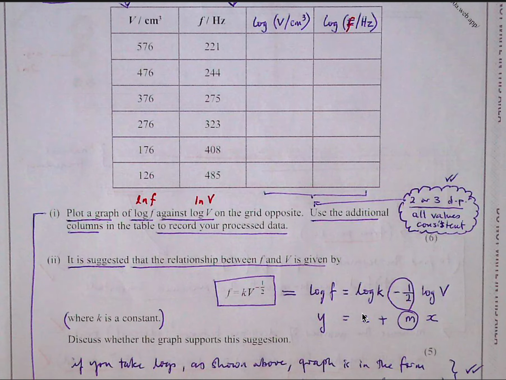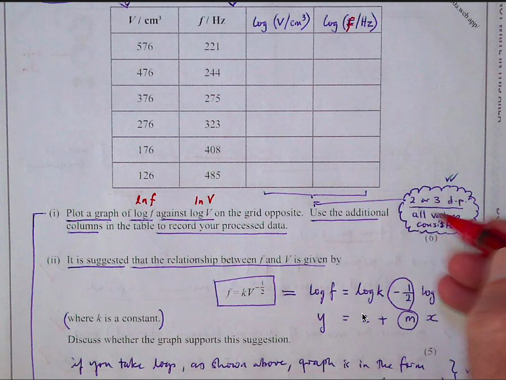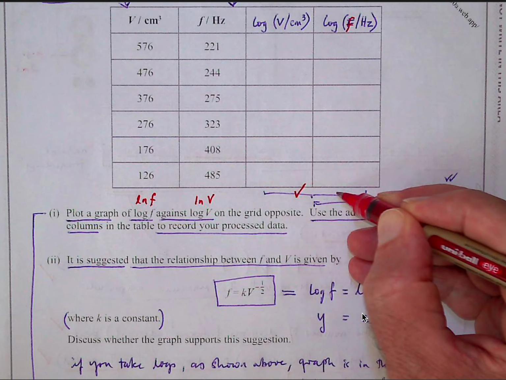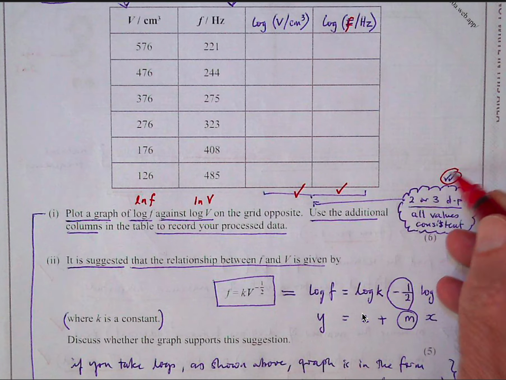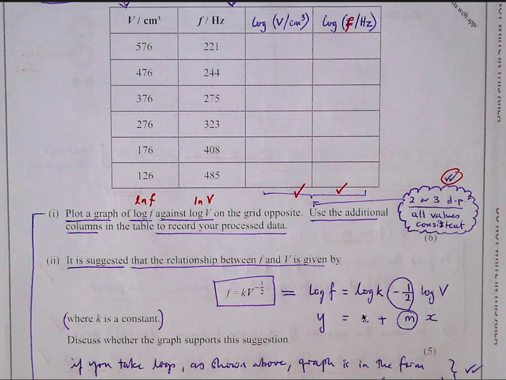You put the values in there, and I will show you the values in a moment. So if you get those two correct to 2 or 3 decimal places, you'll get 1 mark for each of those. Okay, there's your 2 marks that I've highlighted. It is the first 2 points of the 6. So they want you to plot a graph. I haven't plotted it myself, so I'm going to show you their values.